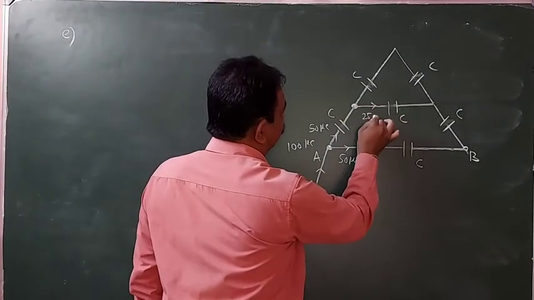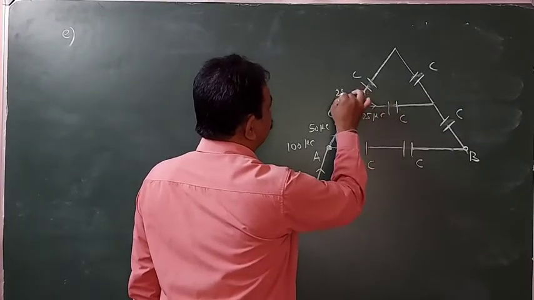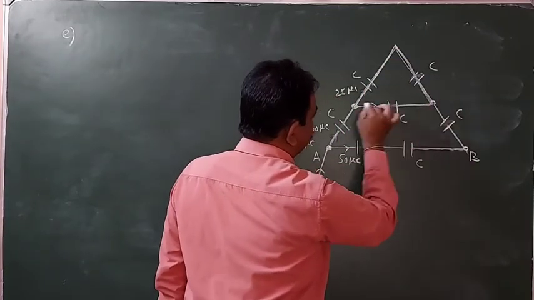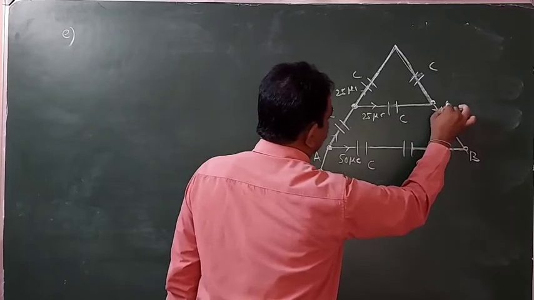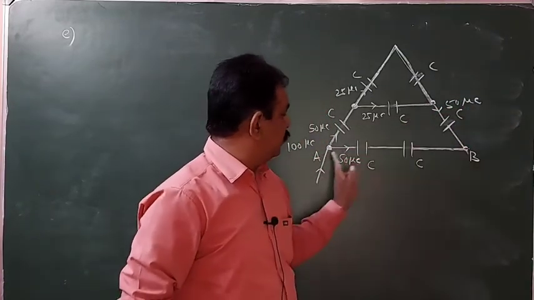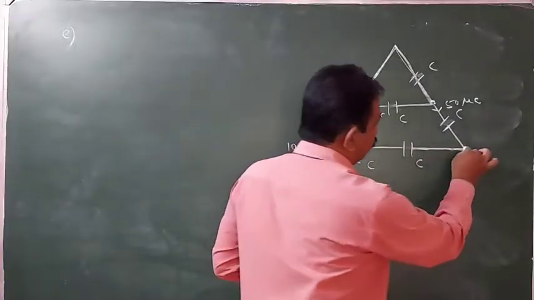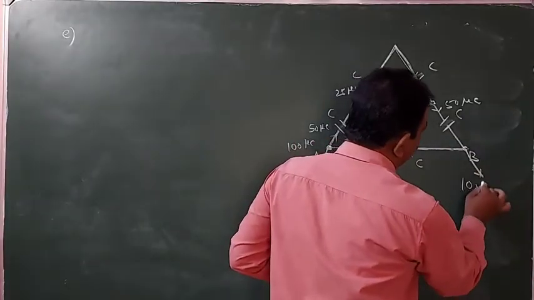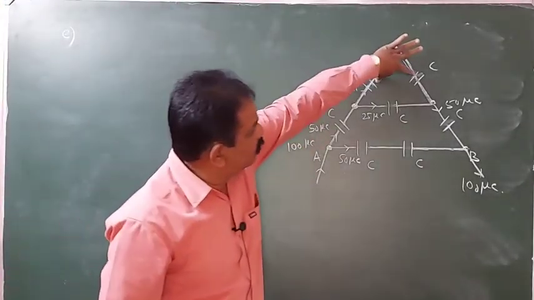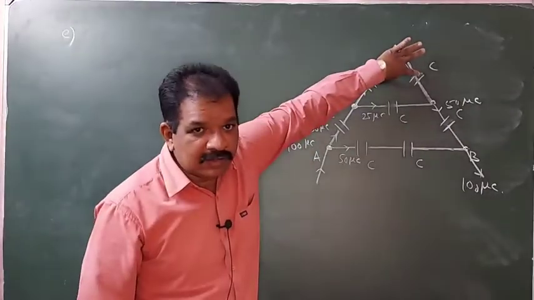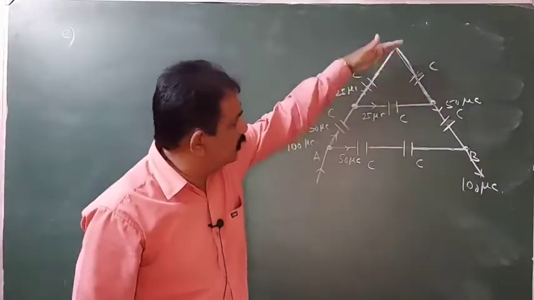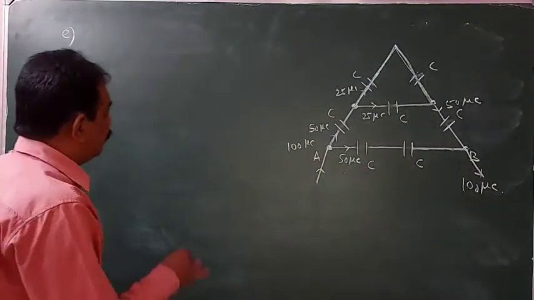This 50 came to here. In this 25, in this 25. This 25 came here and this 25 came here, forming 50 microcoulombs. This 50 forming 100 microcoulombs. Now tell me how these two are in series. One by one we will solve and we will get it.